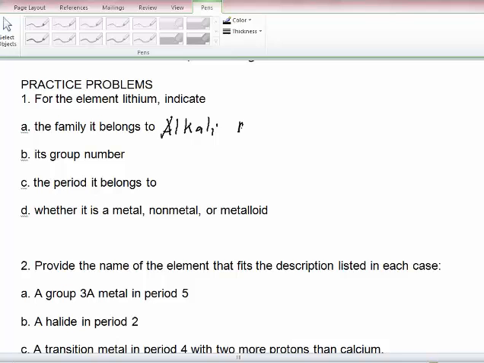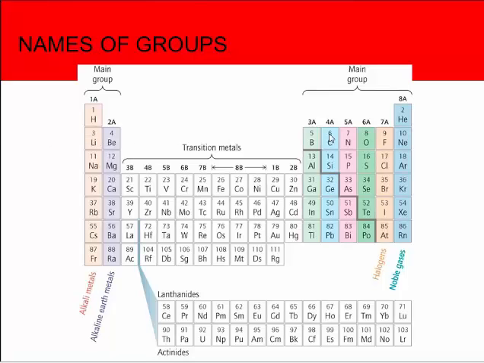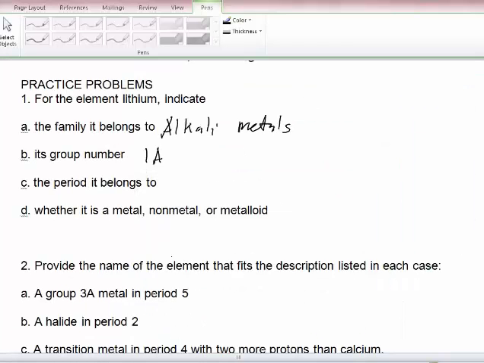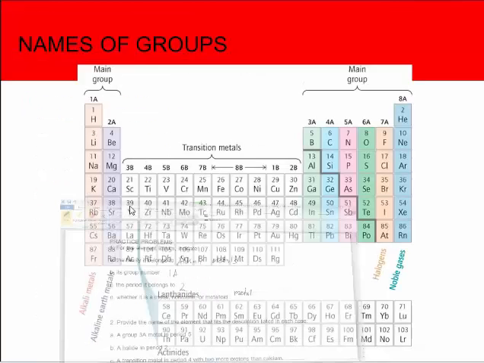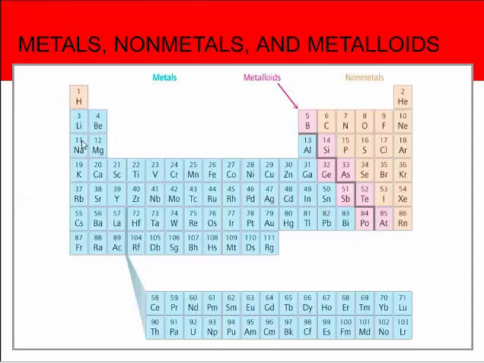Alkali metals. Group number is 1A. The period it belongs to, remember that is the row. So what period? This is the row or the period. It's row 1, row 2. It's in period 2. And is it a metal, nonmetal, or metalloid? It is a metal. We can see that because it is a blue. On this chart here, it is a blue element. It's a metal.